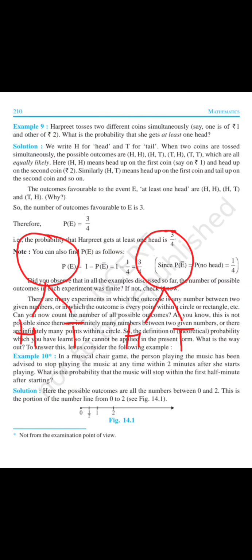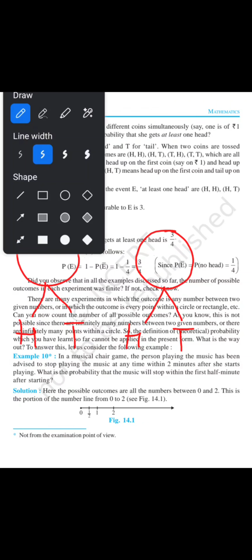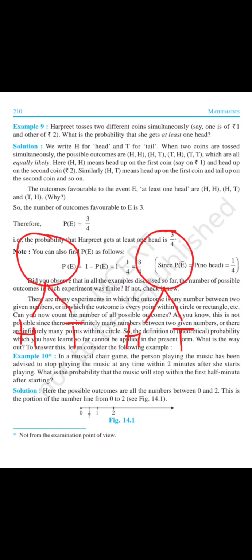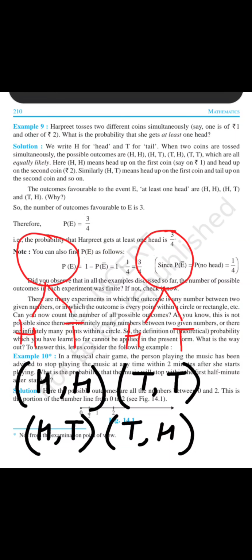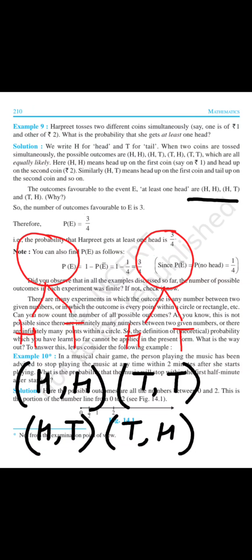When we are tossing these 2 coins together, listen to what I am writing. When we are tossing them together, the first coin will be head and the second is also head. The first coin will be tail and the second is also tail. Third one, first is head and second is tail. Then the fourth condition, first is tail and second is head. Correct? See, these are the conditions.